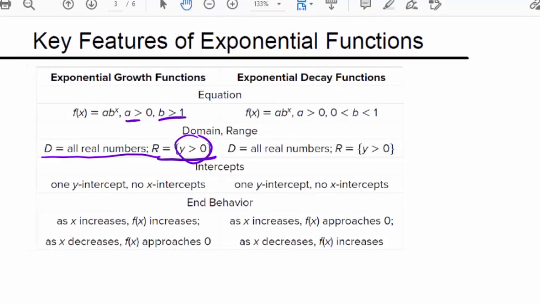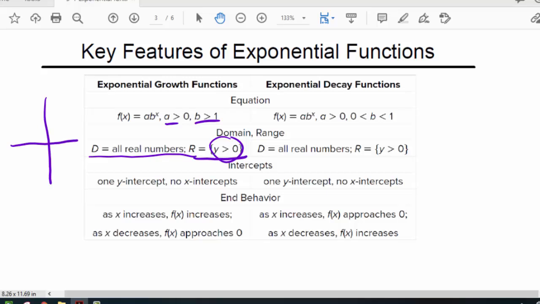As I said earlier, a growth function for us is going to look something like this. So it's going to approach the x-axis, but it's not going to quite get there, and the x-axis is y equals 0, so we're looking for the values of y greater than 0. Almost always they will have one y-intercept and no x-intercept. The only way you can have an x-intercept here is if you shift this up or down, but you can clearly see there's a y-intercept.